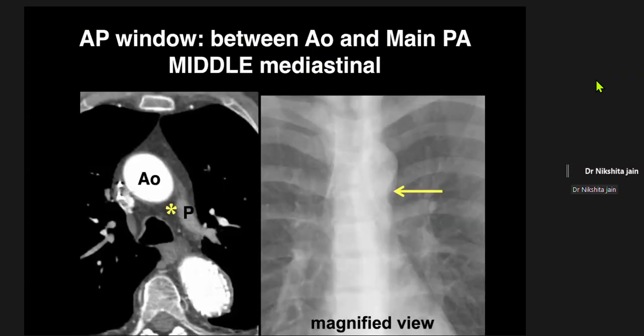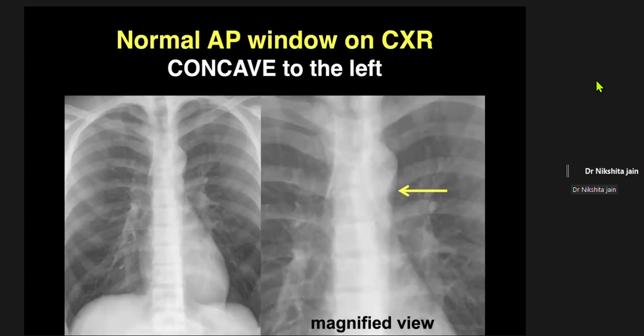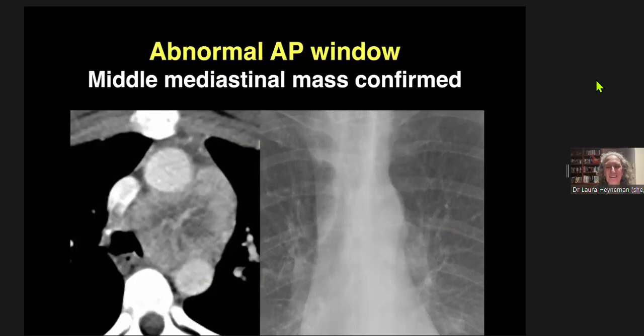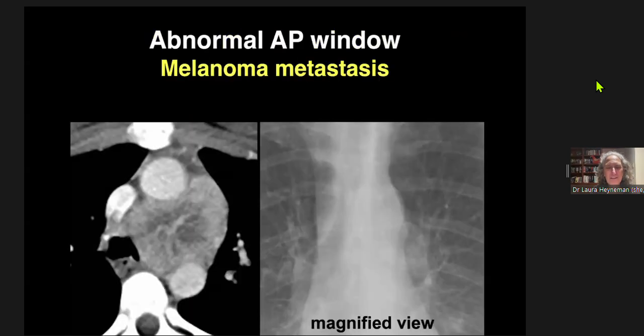Okay. Next question. What is the criteria for mediastinal widening? That depends on whether it's a PA film, an AP film, whether it's done supine or erect.